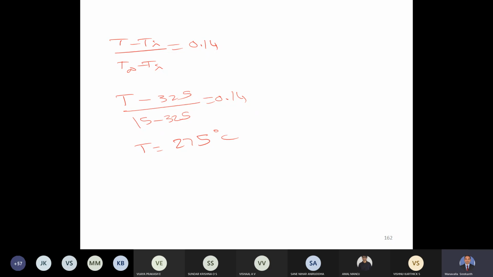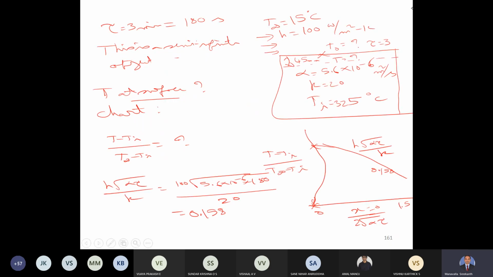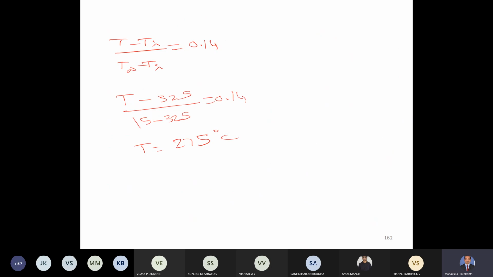Then you should also find the temperature at a depth of 45 millimeters, 45 millimeters from the surface. So in this case, we have the location, we have the time, we don't know the temperature. So how to solve this again? Again, go by the same chart on page number 69. Now evaluate x divided by 2 root alpha t with x equal to 45 millimeters.